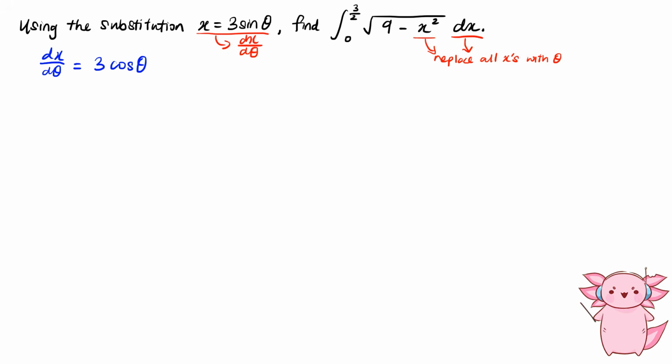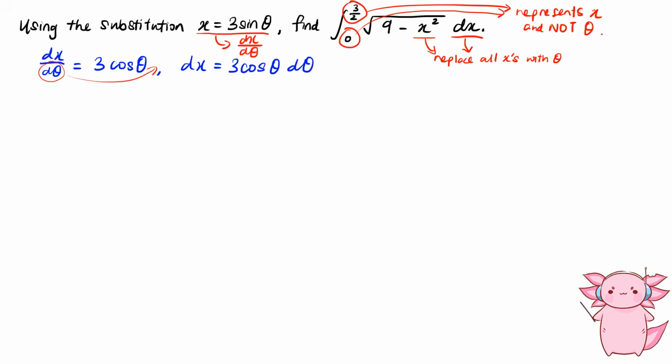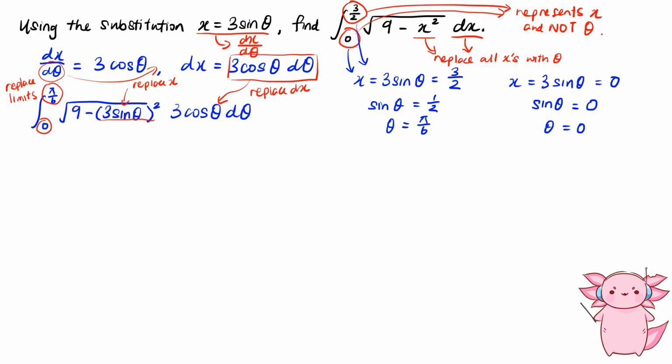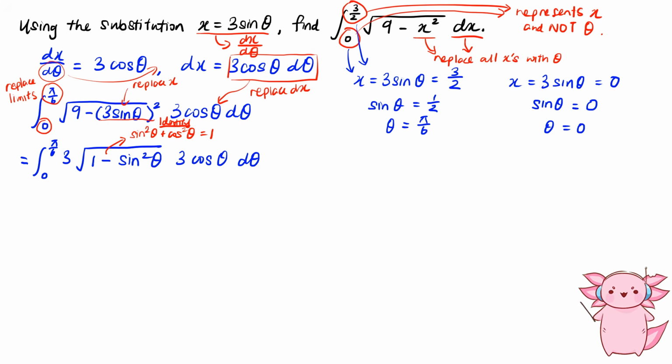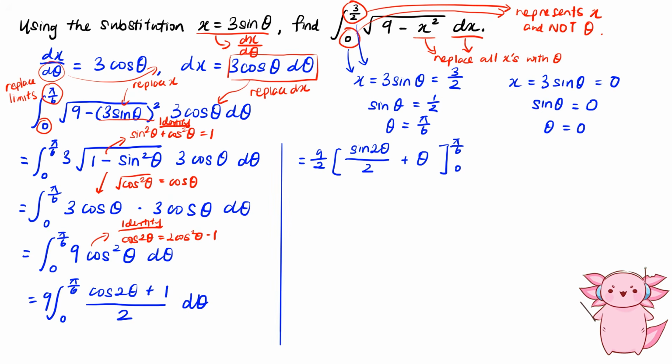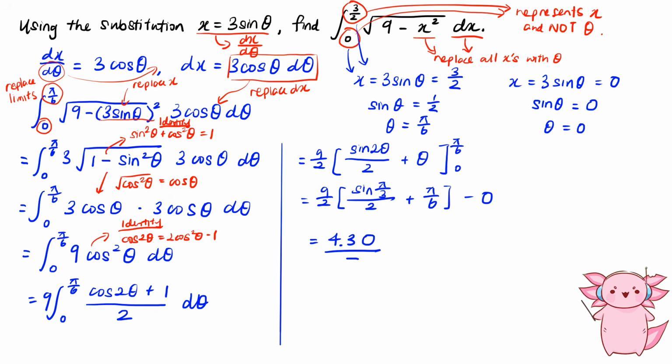So differentiating x, we can get dx equals 3 cosine theta d theta. Now notice our integration limits. This represents x over here and also needs to be converted to theta. So solving for theta, we can get the new limits of pi over 6 and 0. Now after substituting dx and x into the equation in terms of theta, we can use the trig identities to convert this in terms of cosine squared theta and the double angle formula to change it to cosine 2 theta. Then after integrating and putting our limits in, we can get the final answer of 4.30.